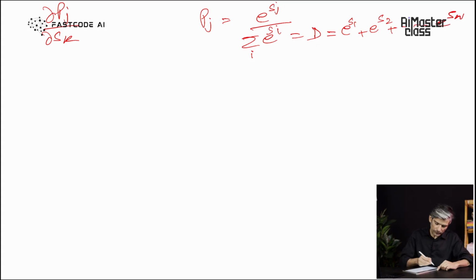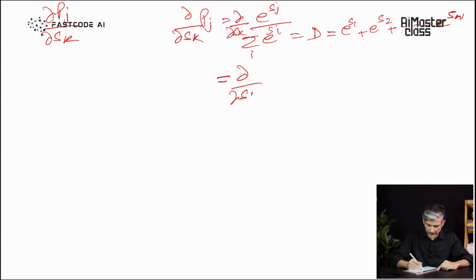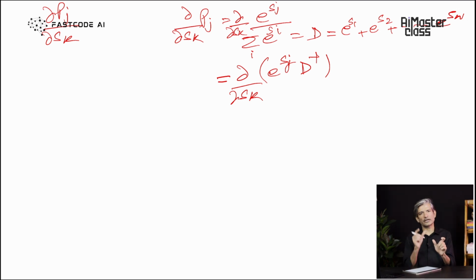Now we want to differentiate this pj with respect to Sk. So let us write it a bit differently. Let us write this derivative with respect to Sk of e to the power Sj, and instead of the denominator, let us just write the denominator inverse. Now what happens when you differentiate with the chain rule? We want to differentiate a times b.